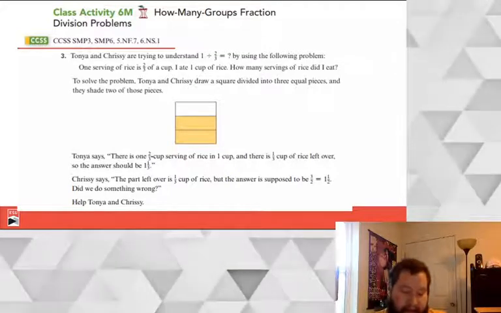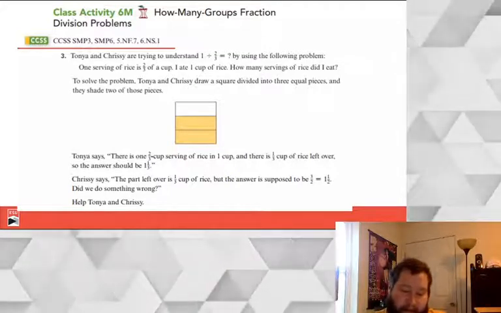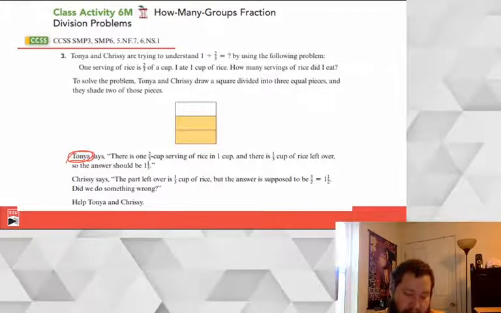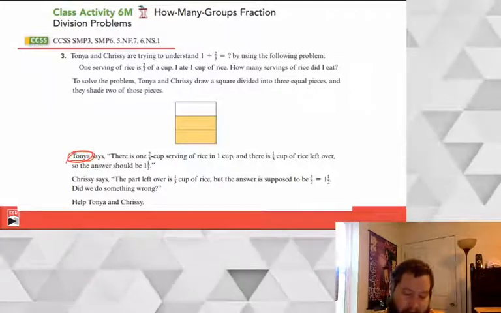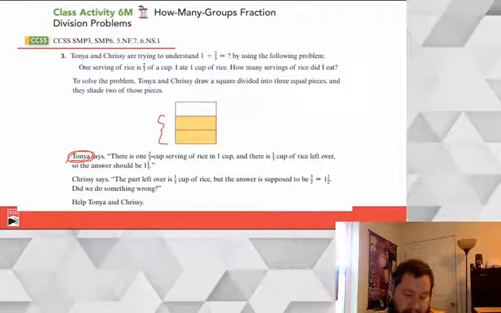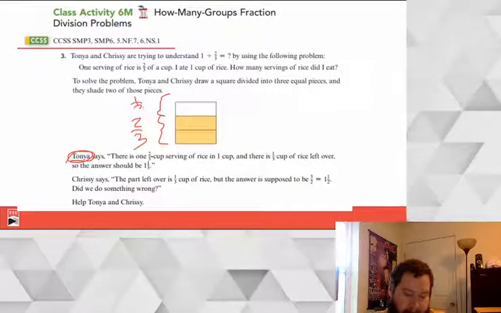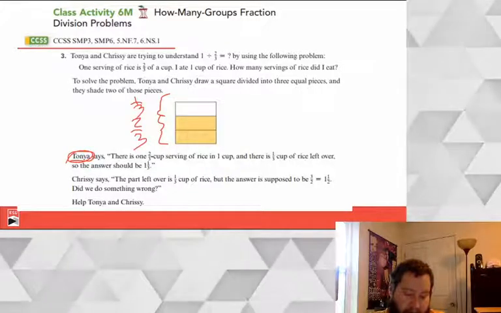Now Tanya says there is, and so I'm going to use red for Tanya. Tanya says there's 1 2/3 cup serving in 1 cup. So there's my 2/3. And there's 1/3 of a cup left over. So the answer should be 1 and 1/3.